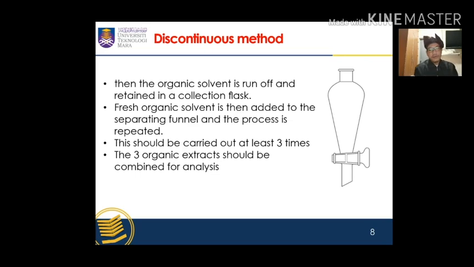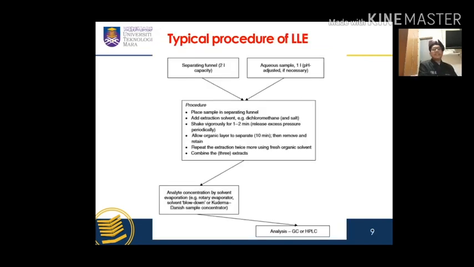The 3 organic extracts should be combined and either made ready for direct analysis or pre-concentrated, with the exact requirement depending upon the level of contamination. So this is the typical procedure of discontinuous liquid-liquid extraction. It is the same thing I mentioned in the previous slide, but maybe it is easier for students to understand later by referring to this diagram.